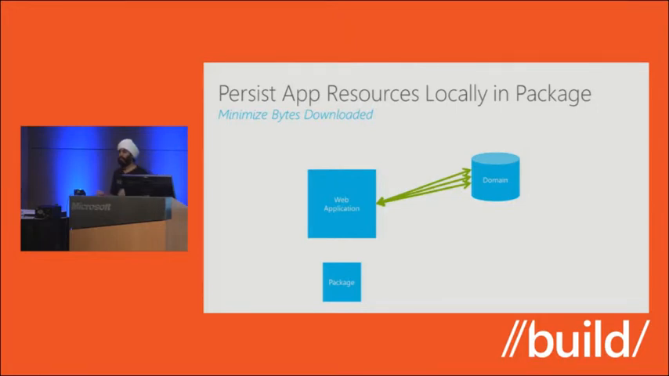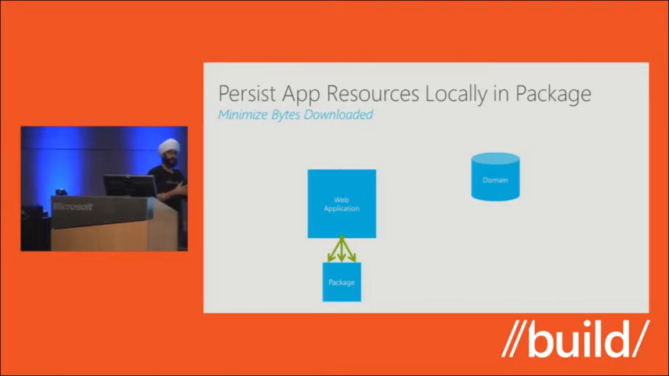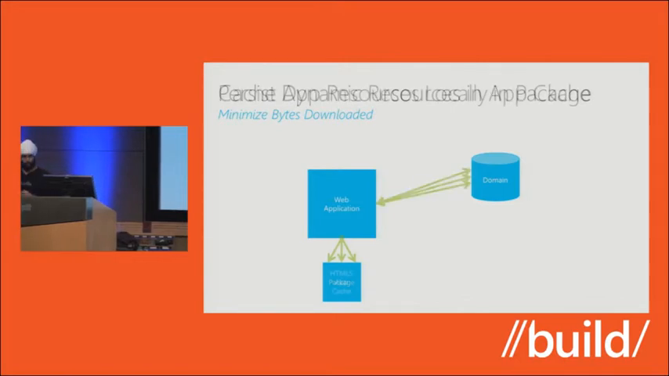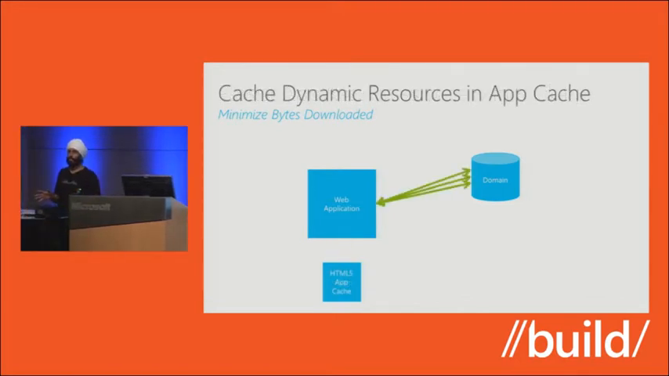Now, the best way to minimize the number of bytes downloaded from the network is to not download anything from the network. In the Windows Store apps that you're building, you can package the resources you're going to use directly in the AppX package itself. So when the application needs those resources, instead of going to the network, it can pull those resources directly from the AppX package. And in that way, those resources will be available immediately. Now, that's great advice for Windows Store apps. But what about the browser?